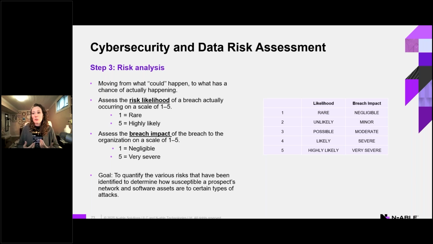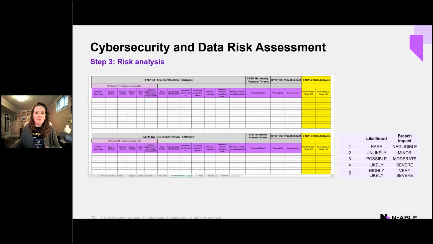So what we're trying to do here is quantify the various risks, the various threats that have been identified, and come up with essentially a scoring system as to how susceptible the prospect's hardware and software assets are to certain types of attacks. So add a couple more columns to the spreadsheet so that you can rate the risk likelihood and the breach impact for each of those vulnerable assets that we've identified, making sure we're rating it on that scale of 1 to 5.